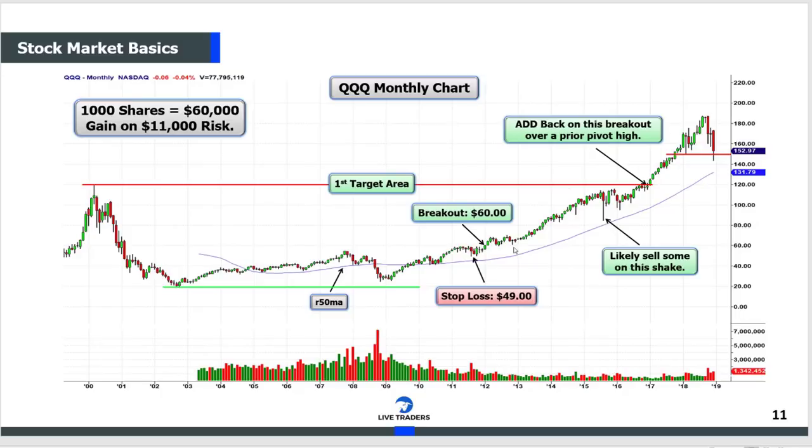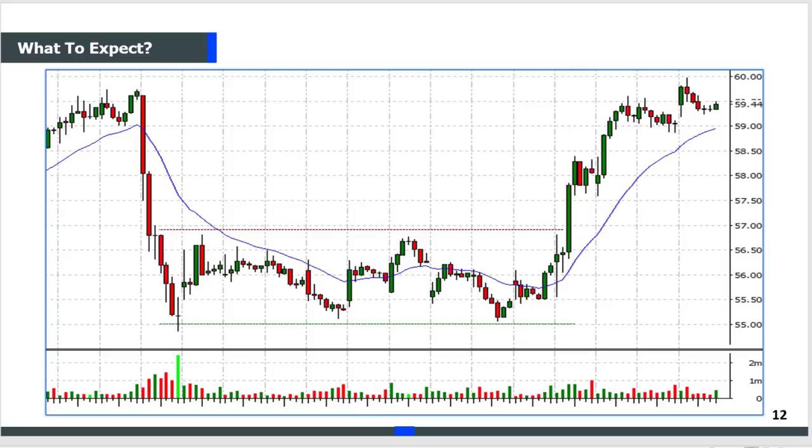It's a $120 move. If you bought 1,000 shares of that, you risked $11,000. You could have made over $100,000. You could have made over 10 to 1 on your money. Right? Okay. Wow. Crazy. And then you probably would have gotten shaken out here. You still would have made good money. Okay? Now, let's take a look at it again. We're going to keep doing this till it sinks in.